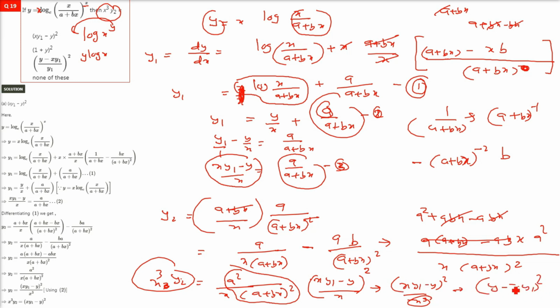We did everything to get x cube and y2 on the left hand side, and whatever comes on the right hand side is going to be your answer. It can be x y1 minus y whole square. It can also be y minus x y1 whole square, because it is square essentially.